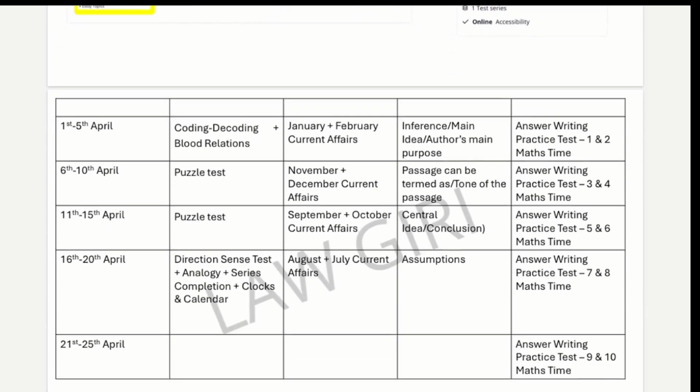Okay, now for the timetable, this is the timetable that you can follow. I've given you the targets for every 5 days.